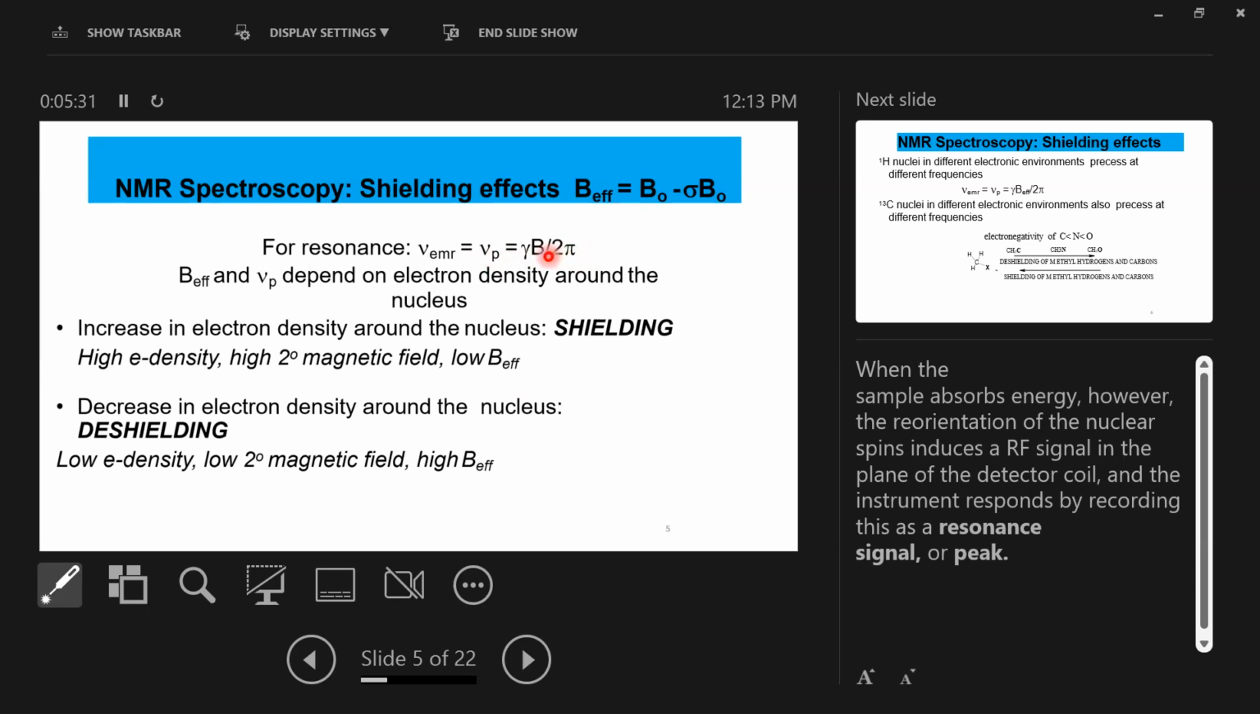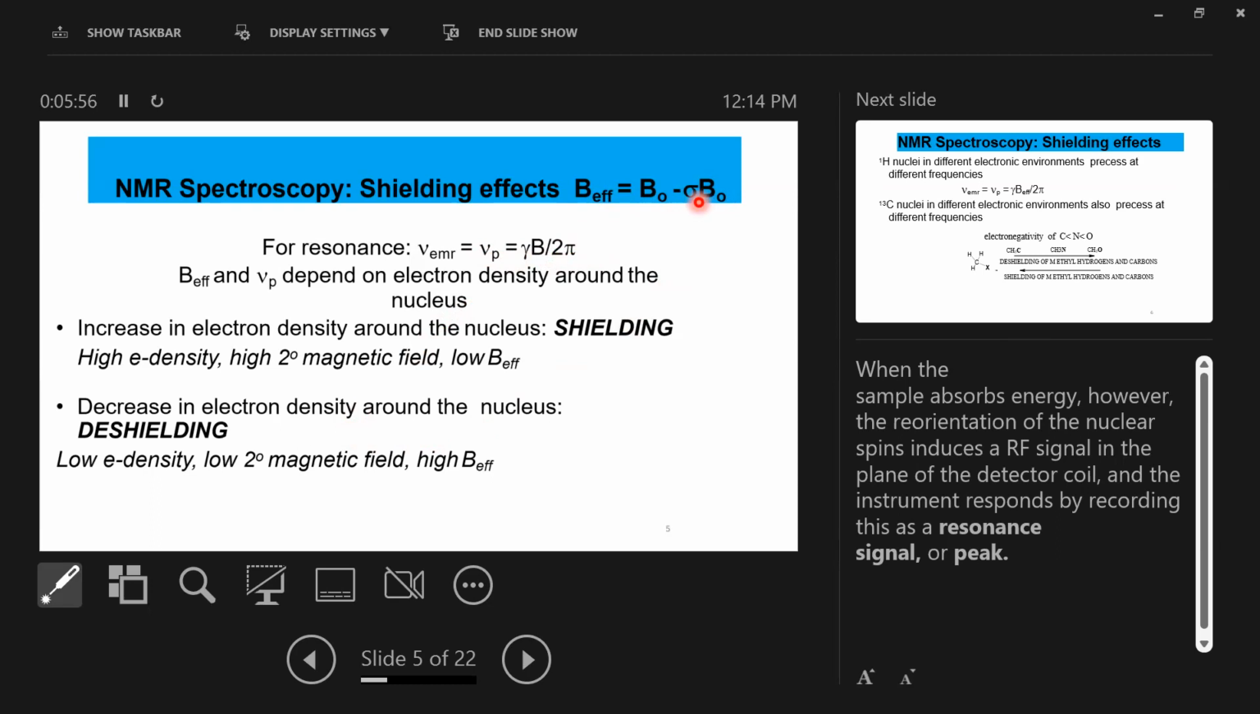B is the magnetic field experienced, which would be B effective. As this value increases, this value decreases, right? If it becomes more de-shielded, that means electron density has been taken away, so the overall contribution from shielding is going to be lower. So the frequency is going to be higher. You're going to expect it to rotate at a higher frequency.